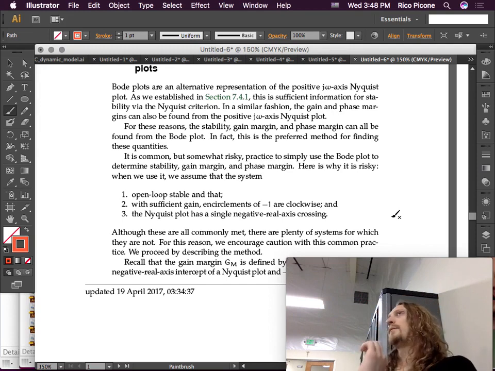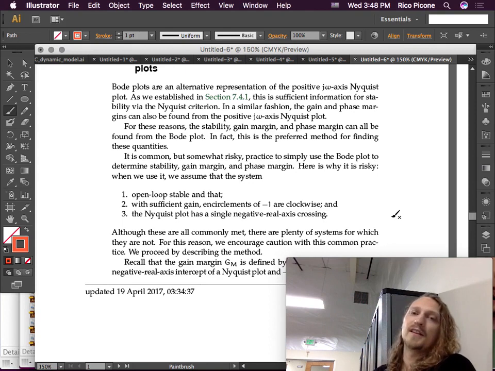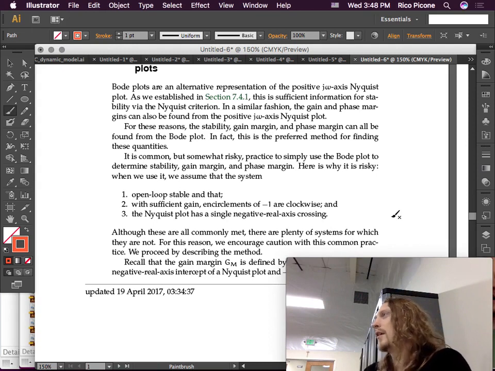So what I would say is, since you're going to get your Bode plot from MATLAB anyways, toss in a Nyquist, make sure that these assumptions are met. And then go ahead and use the Bode plot for the gain margin and the phase margin. You can tell just based off of a quick little Nyquist plot whether or not these conditions are met. And if they aren't met, then you should use the Nyquist plot to do that. If they are met, then just go ahead and use the Bode plot.